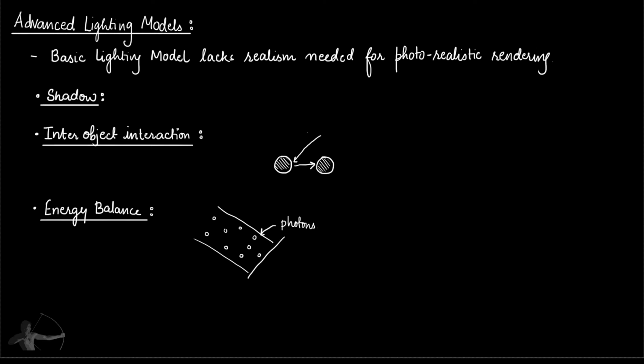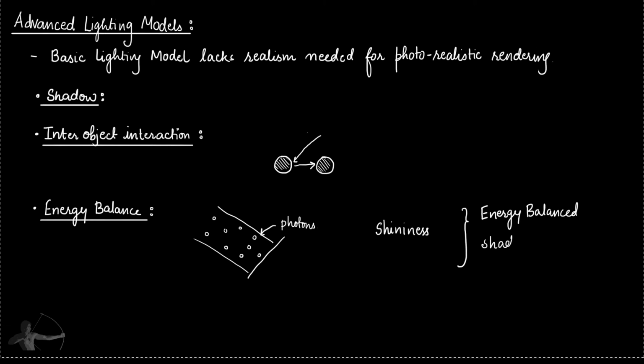So the amount of energy emitted or reflected from the surface should not change by changing the property of the material. For example, if we change the shininess of the material, it should not change the amount of energy reflected from the surface. When the shading model takes care of the energy balance, it is called an energy-balanced shading model, which our basic lighting model is not.